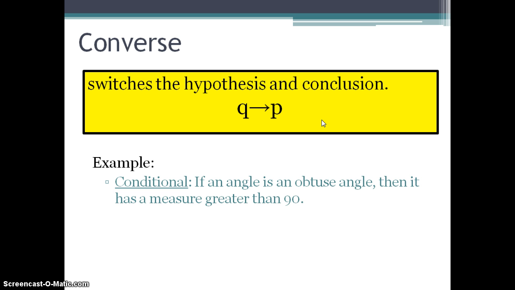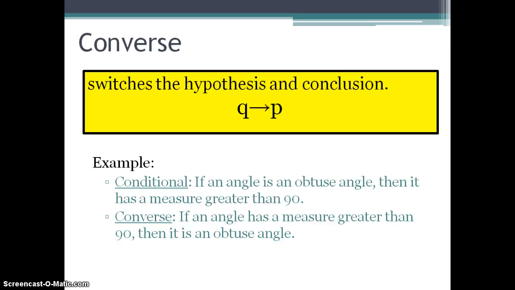Our conditional statement says, if an angle is an obtuse angle, then it has a measure greater than 90. So what we're going to do is flip the hypothesis and the conclusion, but you are going to leave the if and the then where they belong. So whenever we flip the information, leaving the if and the then where they belong, your converse would be, if an angle has a measure greater than 90 degrees, then it is an obtuse angle. So all you're doing is switching the information from the hypothesis and the conclusion.